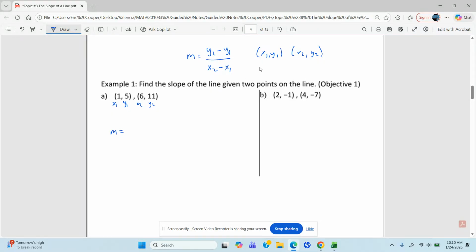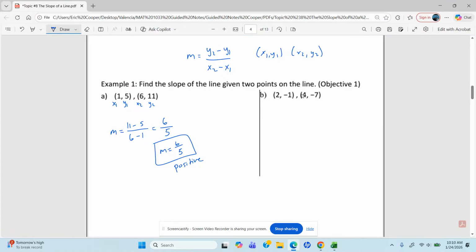The slope in this case is y2 minus y1, so 11 minus 5, over x2 minus x1, 6 minus 1. 11 minus 5 is 6, 6 minus 1 is 5. We cannot simplify that, so this slope would be 6 over 5. This is known as a positive slope because none of the numbers are negative. Let's do the same thing for b.